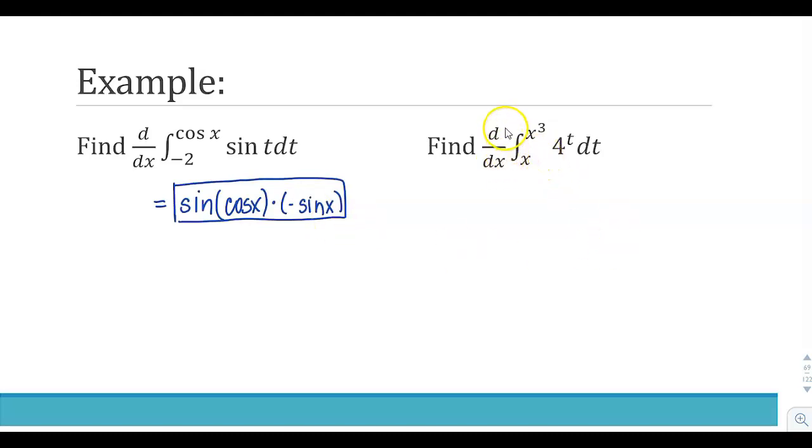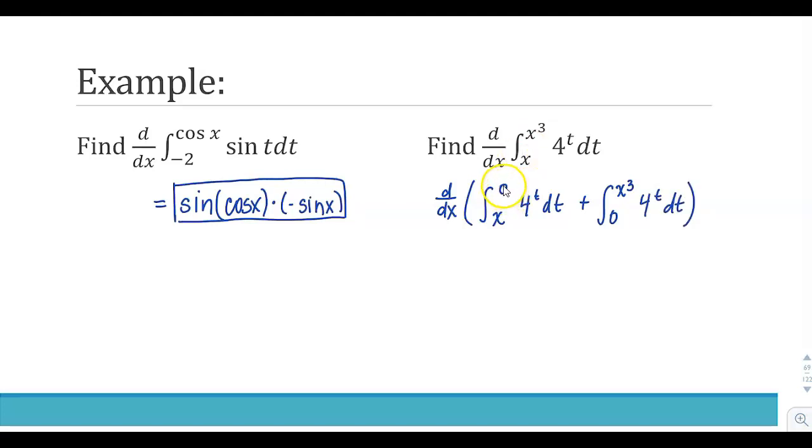And this next one, the derivative with respect to x of the integral from x to x cubed of 4 to the t dt. So this one is different because there's no number either in the upper or lower limit of integration. So what we're going to have to do here is think about this problem as split up into two separate integrals. So we're going to go from x to 0 of 4 to the t dt plus the integral from 0 to x cubed of 4 to the t dt.